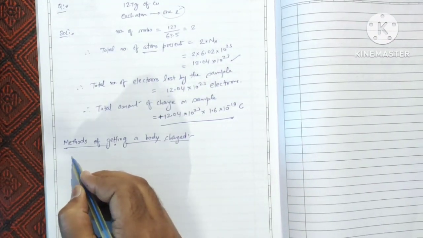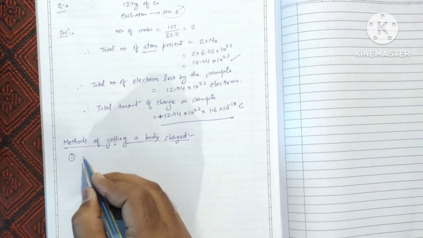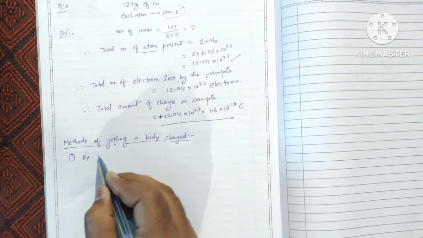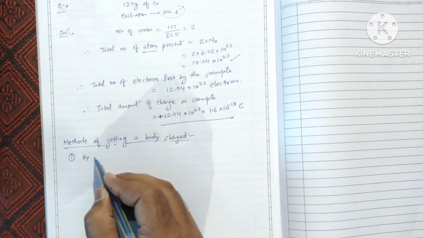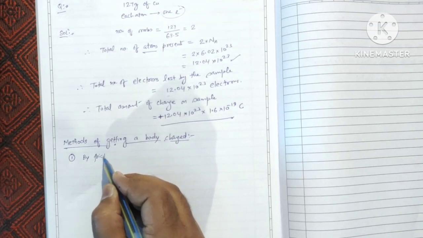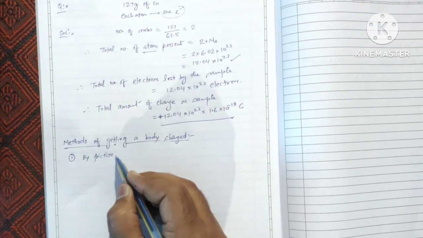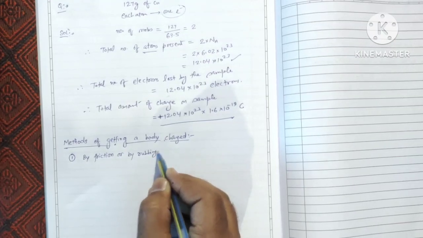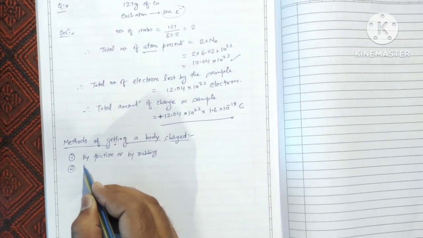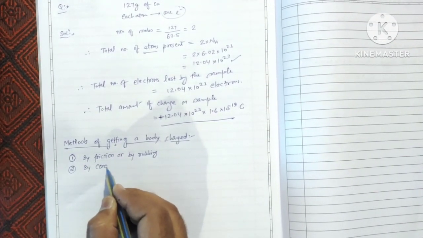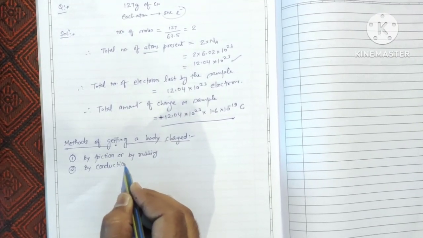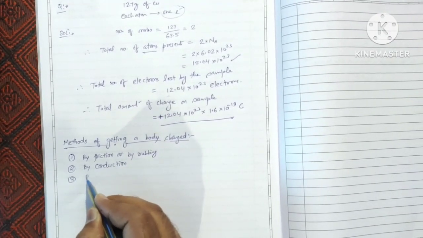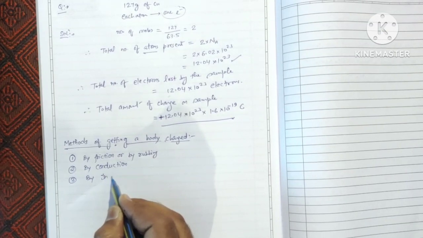So without any further delay, let's start talking about this thing, methods of getting a body charged. See, here we have basically 3 methods. Let me introduce all these 3 one by one. The first one is by friction, or we can say by rubbing. Fantastic. And the second one is by conduction, all right, and the third one is by induction.